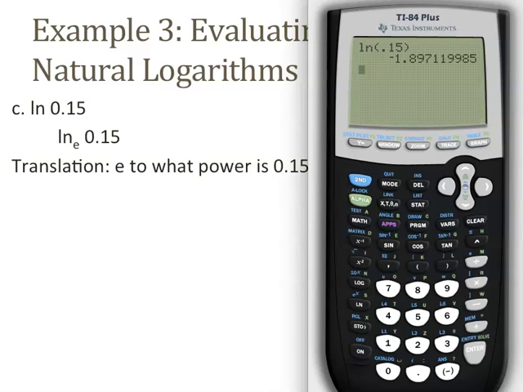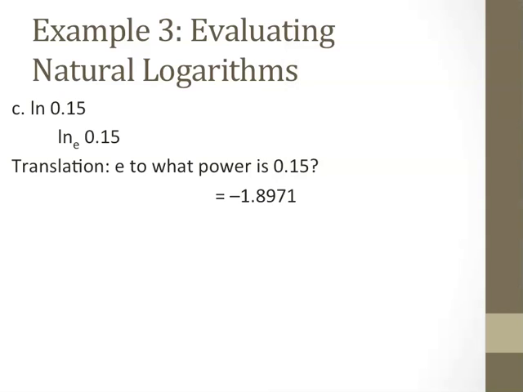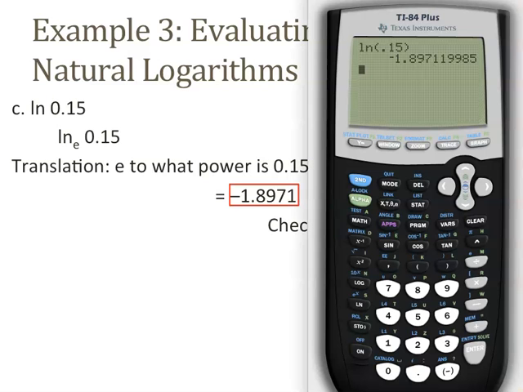Now you can always check your answer by actually using that as a power. And you can try to check that e to the negative 1.8971 is in fact 0.15. Now because we are doing a little bit of rounding, it's not going to come out to exactly 0.15, but it should be very, very close. So we can take a look at that. So access the e again. Remember, to access the e, you have to hit second and then divide. And then you're going to raise that to the negative 1.8971. Hit enter.